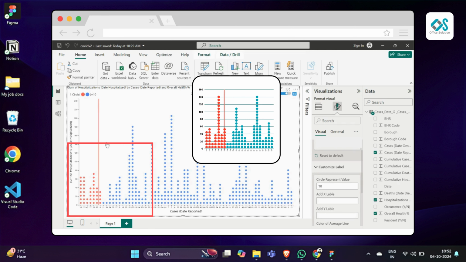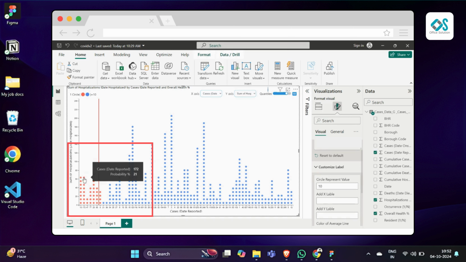Now let's dive into the left side of the chart. So what does this part do? This part of the chart is generally the left side, which has the high risk patients. These patients have a low probability of surviving, like you can see there is a 21% probability on the case date reported of 172. So on that date the cases reported were 172, with a probability of 21%. These patients have a low probability of surviving, therefore they require more intensive care and attention.